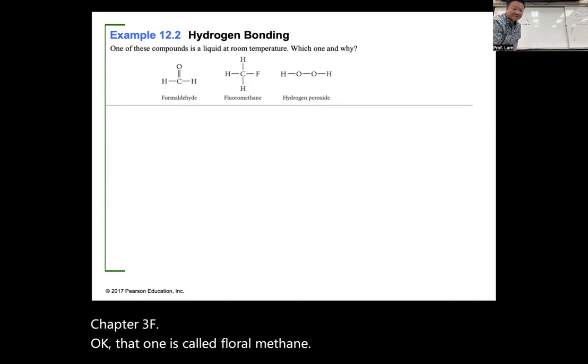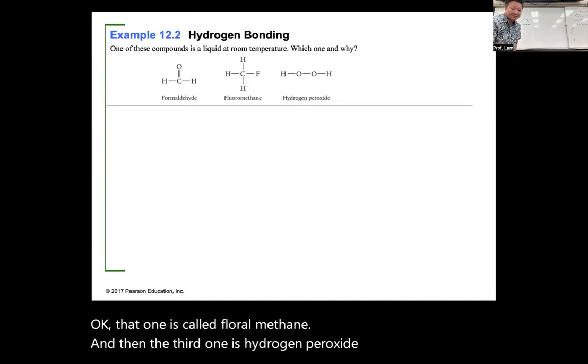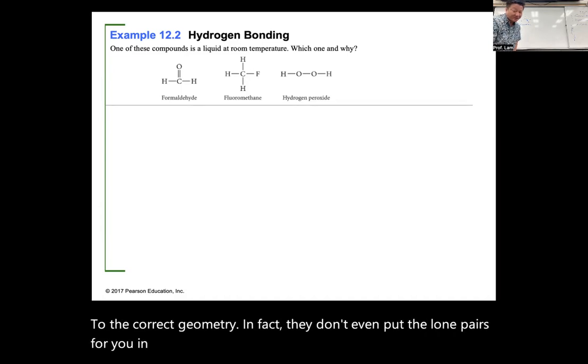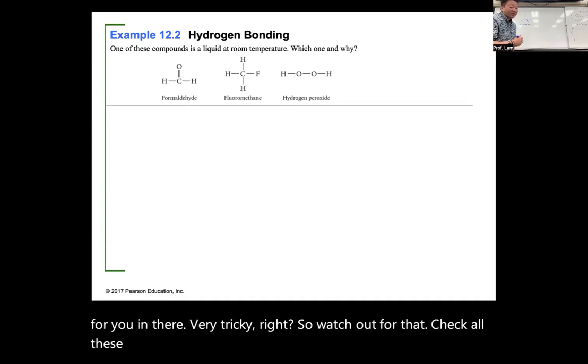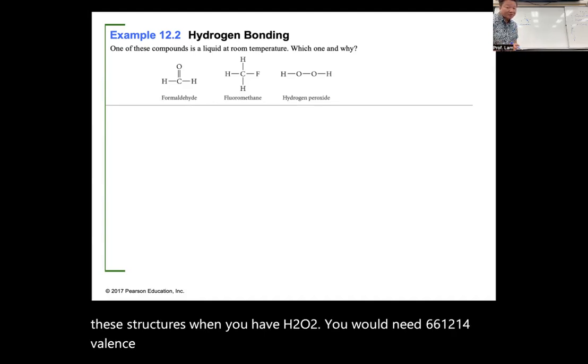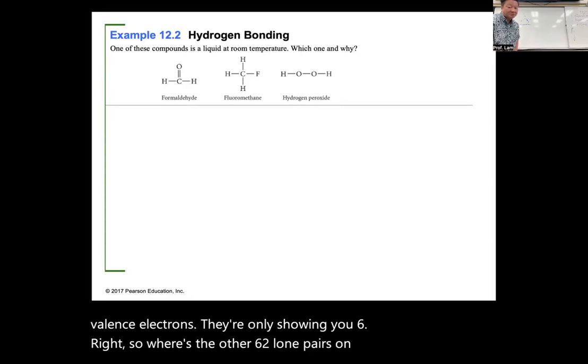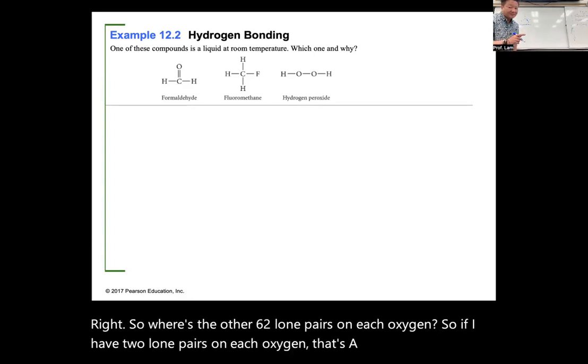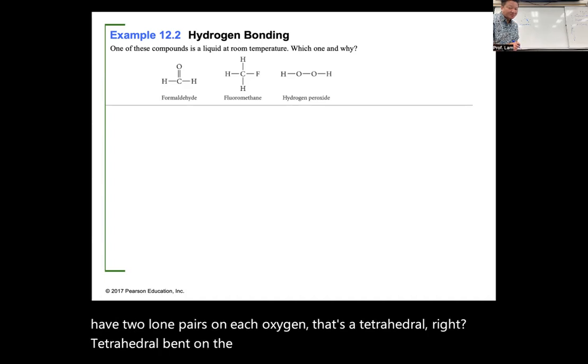And then the third one is hydrogen peroxide. Again, they did not draw this with the correct geometry. In fact, they don't even put the lone pairs in for you. Very tricky, right? So watch out for that. Check all these structures. If you have H2O2, you need 6, 6, 12, 14 valence electrons. They're only showing you 6, right? So where's the other 6? 2 lone pairs on each oxygen. If I have 2 lone pairs on each oxygen, that's tetrahedral, right? Tetrahedral, bent on the oxygens. Okay, so I need to redraw that.